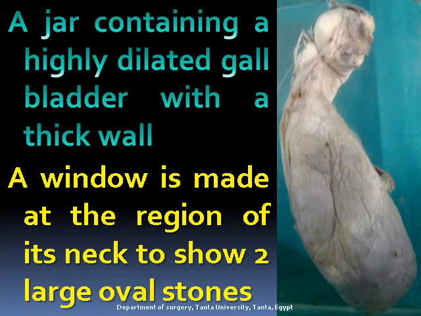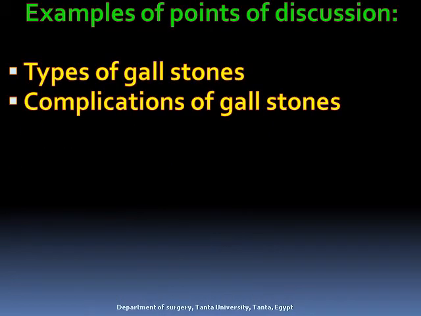A jar containing a hugely dilated gallbladder with a thick wall. A window is made at the region of the neck to show two large oval stones. Examples of points of discussion: types of gallstones and complications of gallstones.